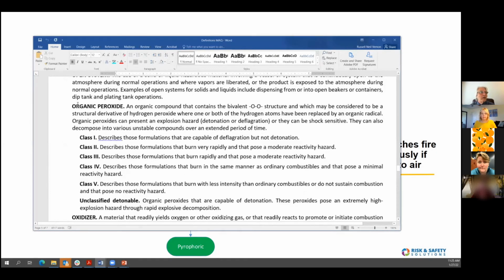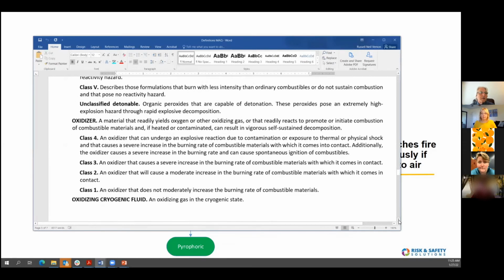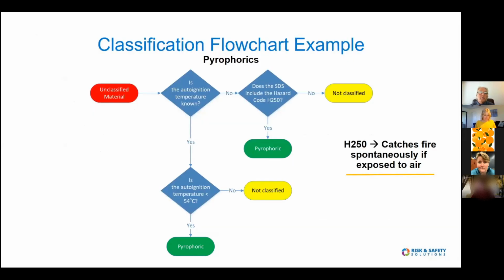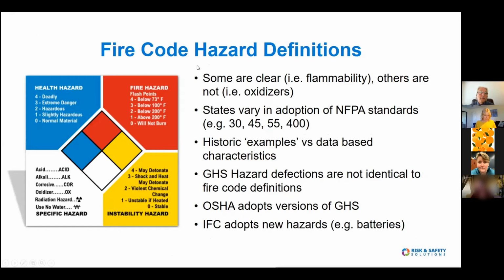you've got descriptions of organic peroxides, hazard classes that talk about burning rapidly or very rapidly. And then you've got oxidizers that talk about severe increase and moderate increase. So these words are a challenge when you're trying to use data to determine what the hazard classes are. That comes up in this slide here. Some are really clear. Flammability, they ask you for the flash point and boiling point.